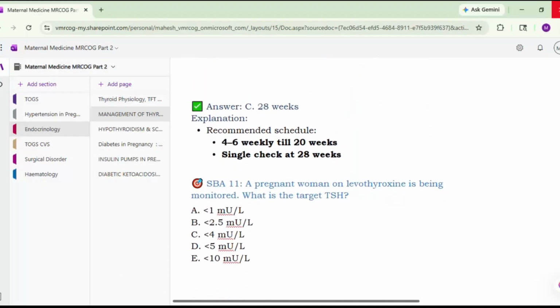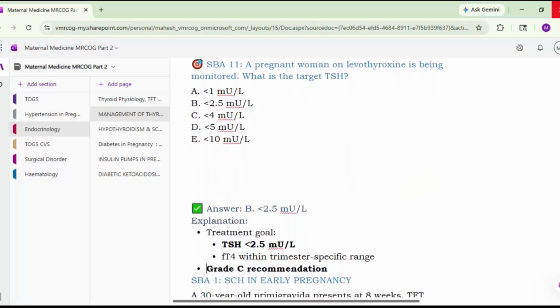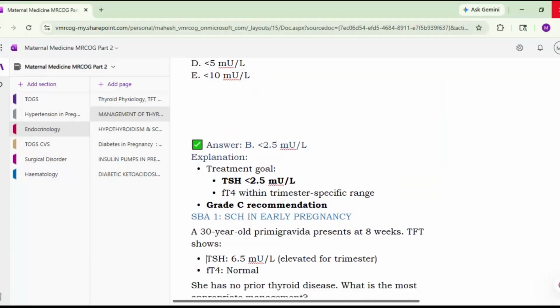Next. A pregnant woman on levothyroxine is being monitored. What is the target TSH? It is less than 2.5. Correct. Less than 2.5, doctor. Okay. TSH should be less than 2.5. FT4 should be within normal trimester specific range.